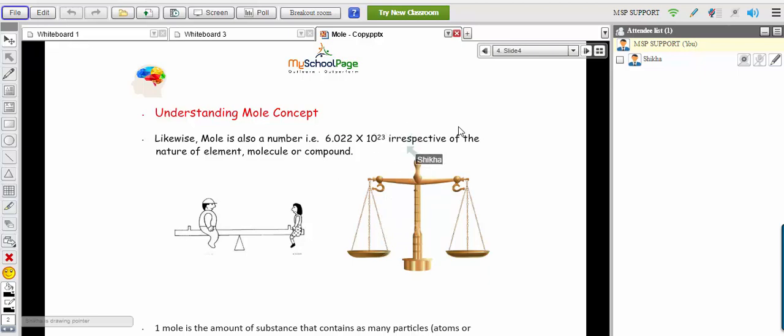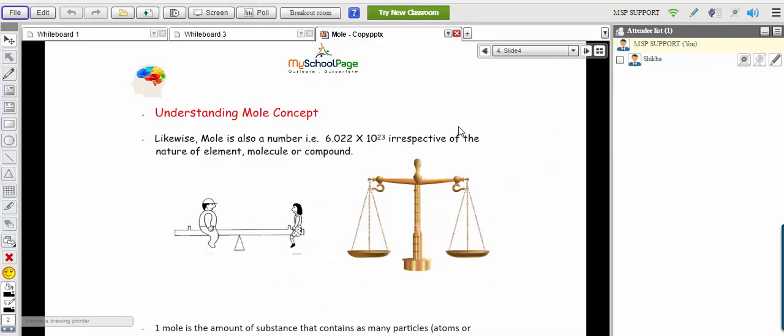It is very important to understand that we don't have to worry about whatever thing we are dealing with. It is irrespective of the nature of the element, whether we are talking about atoms, molecules or compounds. Whenever we use the word mole, it always means this number. This magical number is what is called Avogadro's number.